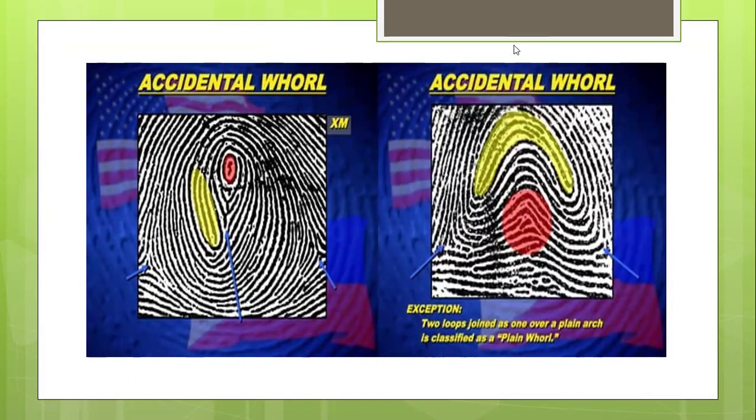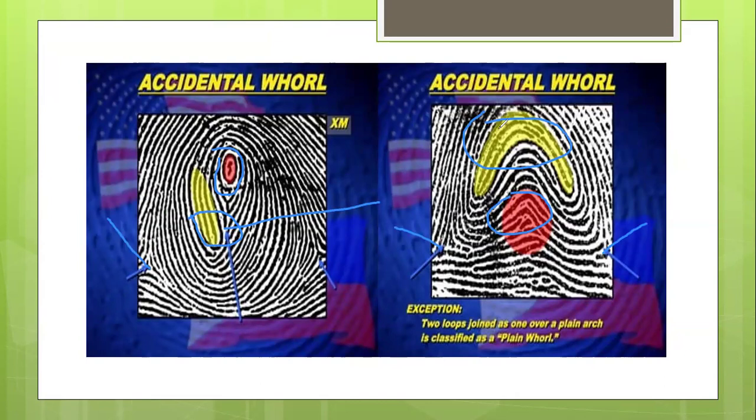If we look at this, it is a combination of two patterns. A loop pattern and the central pocket loop. Is there a delta? Yes. Left delta and right delta. That is why it is what we call an accidental whorl. And we have here the left delta, the right delta, and this is a tinted arch, and this is a loop pattern.